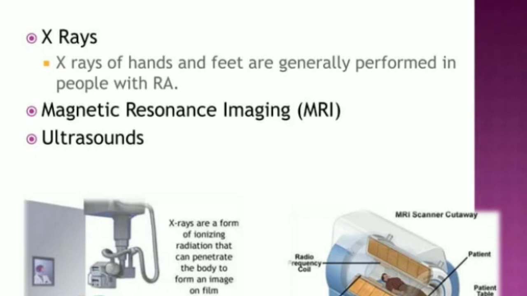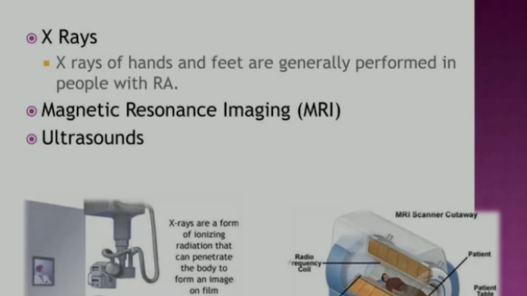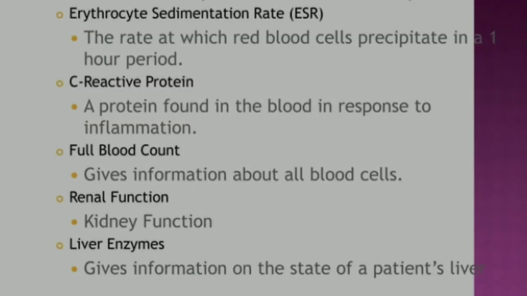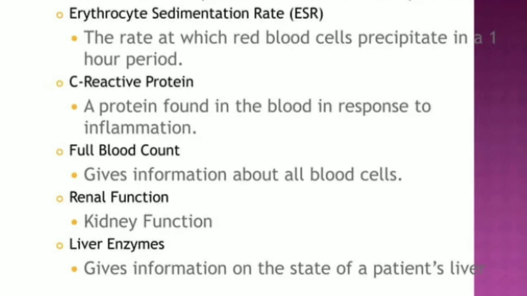Imaging: X-rays, magnetic resonance imaging, MRI, and ultrasound. Blood tests: rheumatoid factor, RF, and anti-citrullinated protein antibody. Erythrocyte sedimentation rate, C-reactive protein, full blood count, renal function test, and liver enzymes, which show the effect of RA on the body.